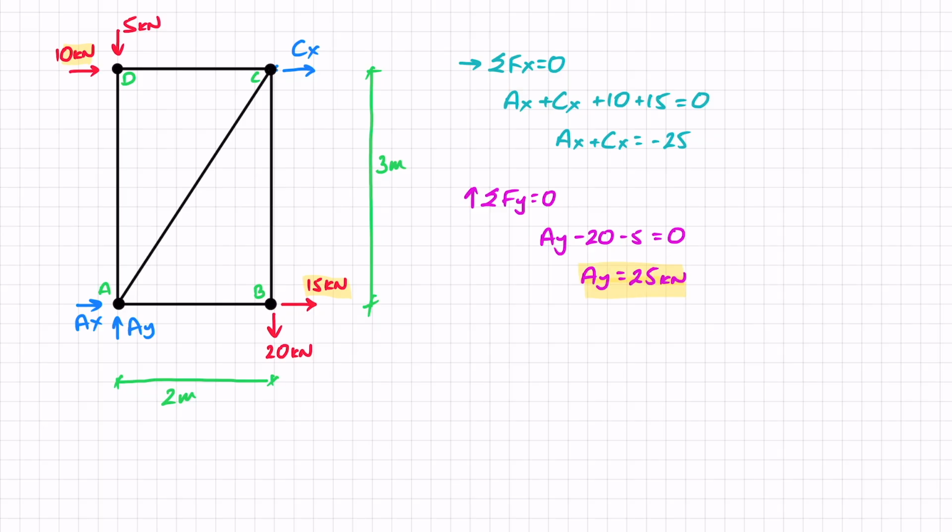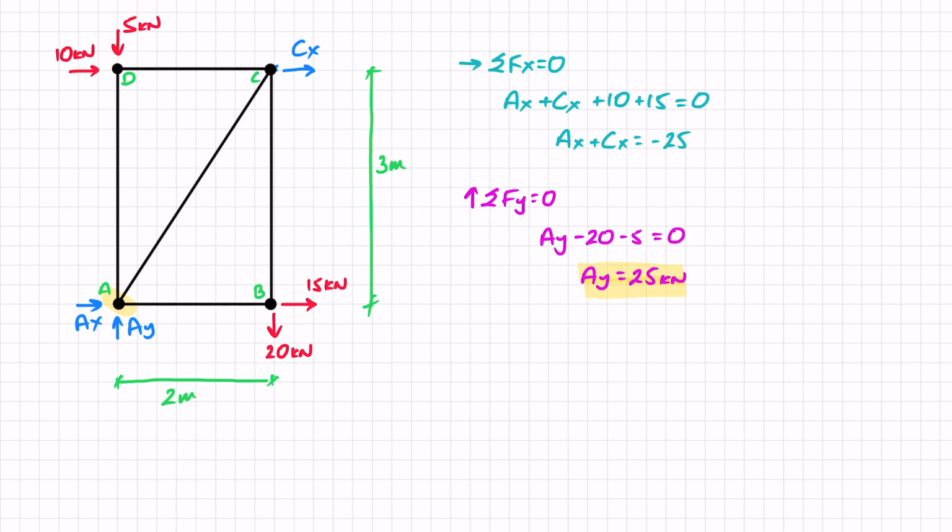And the last thing that I need to do is sum of moments somewhere. Now I want to choose the point where I can get rid of most of my forces. And that is why I am going to choose point A. So let's see what will contribute to moments in A. Remember, anything passing through A, or anything that its line of action passes through A, cannot contribute a moment because there is no distance, right? Distance is how you create a moment.